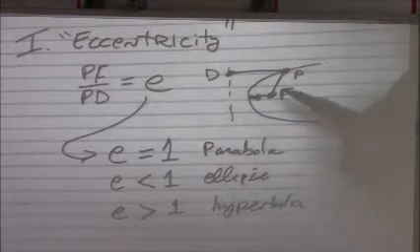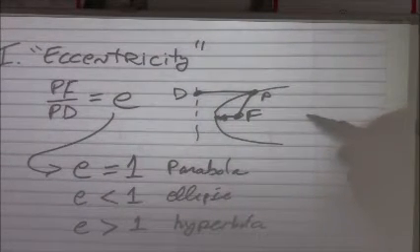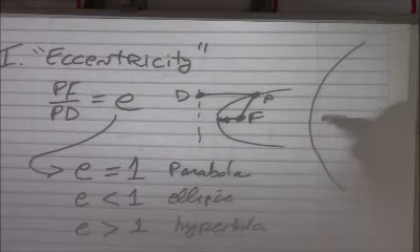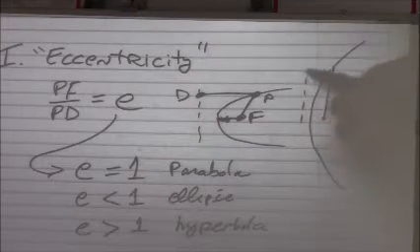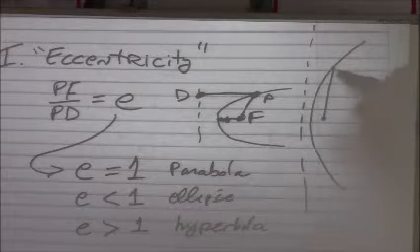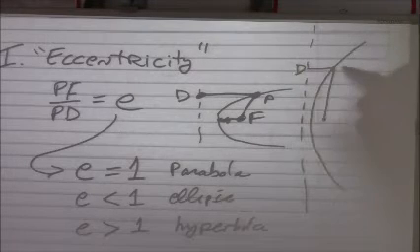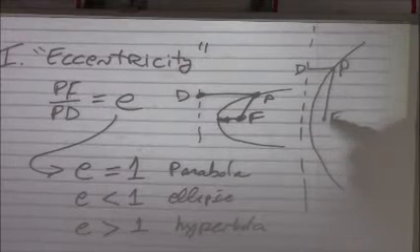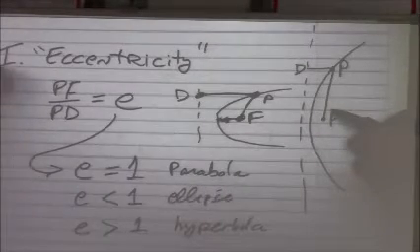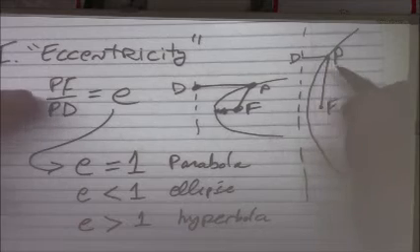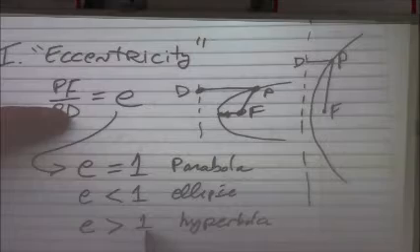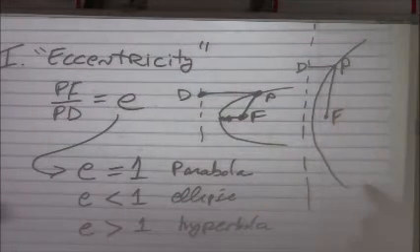Now I could do some more drawing of those, but you get that idea. If my focus point is here and my directrix is here, D, P, and F. Now you can see that P to F is much larger than P to D, so we're going to get a number where this is larger than that. That means that it would be greater than 1, so this would be a hyperbola.